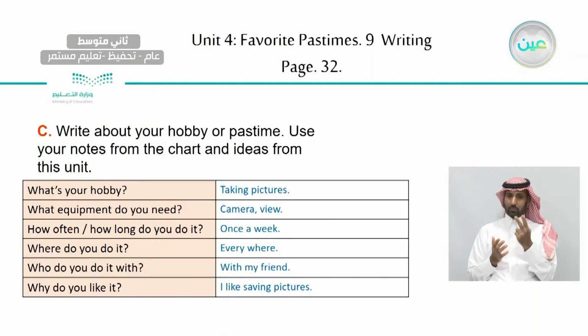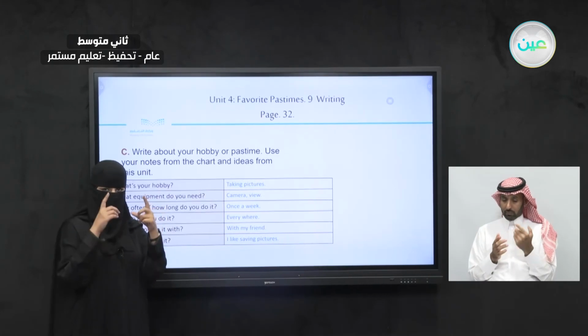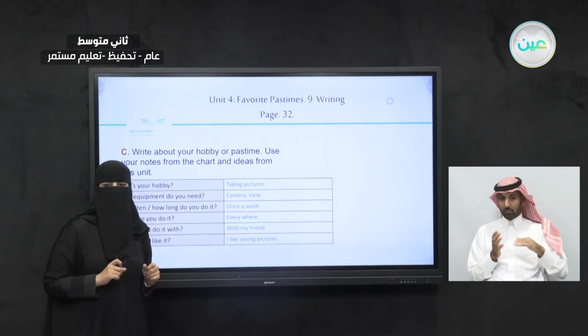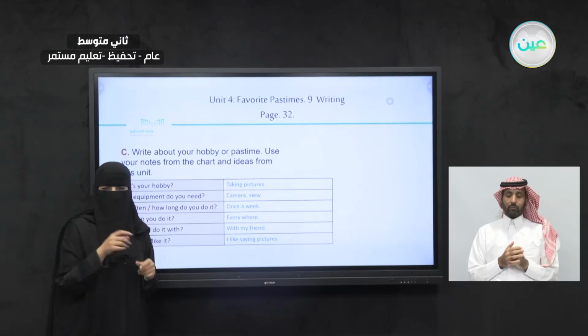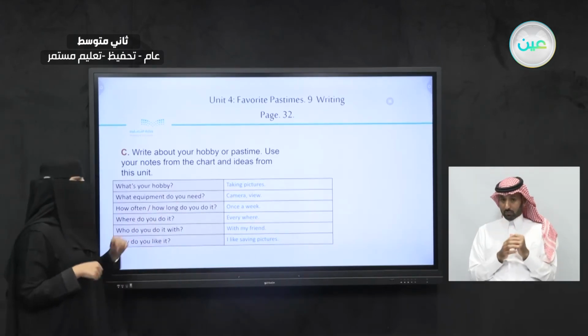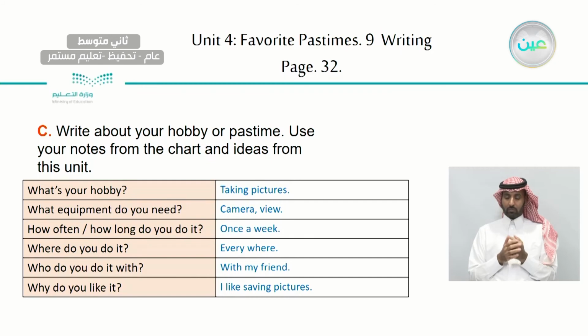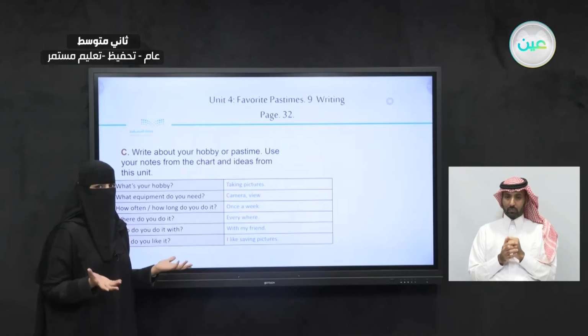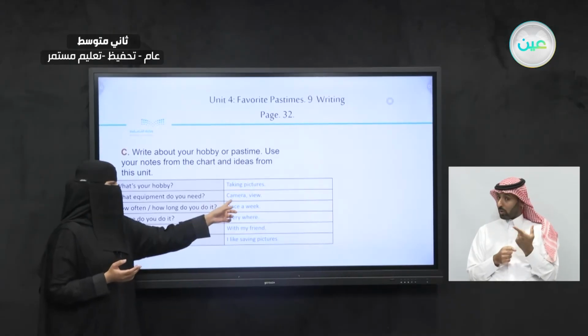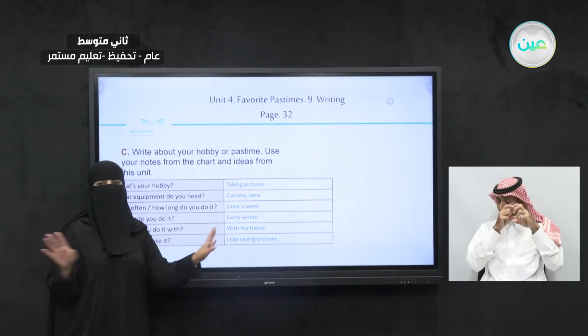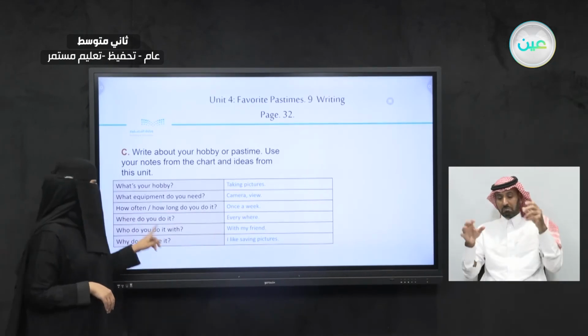Let's take a look at the first question. What's your hobby? So the hobby here is taking pictures. Do you remember in the beginning of the lesson I showed you a picture of a boy taking photos of the animals, right? So that's the hobby. Your hobby is taking pictures. What equipment do you need? So if this is your hobby, what do you need to practice your hobby? You need a camera and you need a view to take a picture, right?